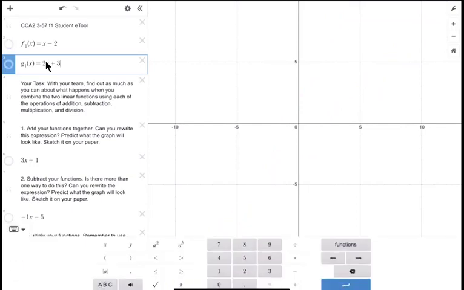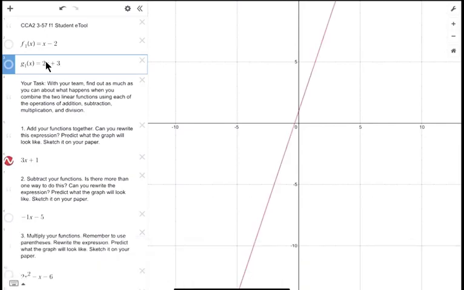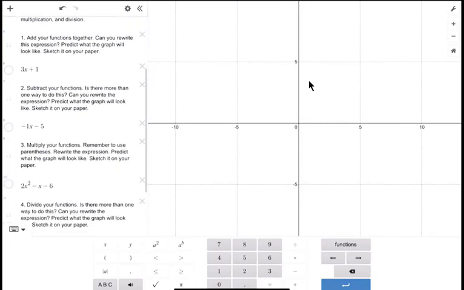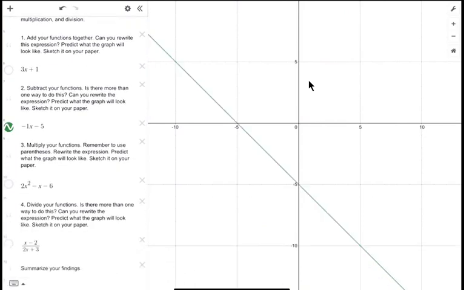We said that when we added them, we ended up with 3x plus 1. And when we talked about 3x plus 1, we said that it was going to cross at 1, and it's going to have a slope of 3. 1, 2, 3, and over 1. So we graphed it correctly, right? Then we went ahead and subtracted. And we said that this gave us a slope of -1, and it crossed at -5, right? And that one holds true.